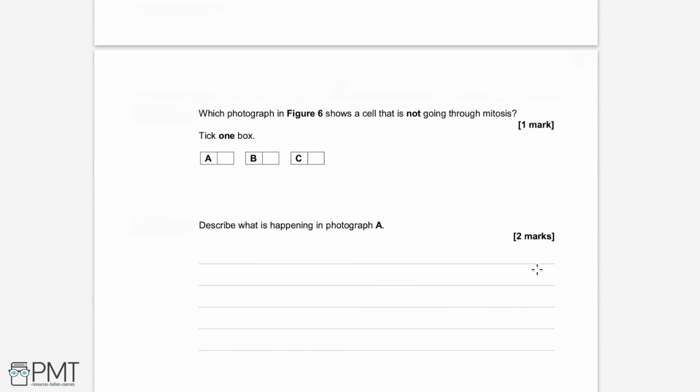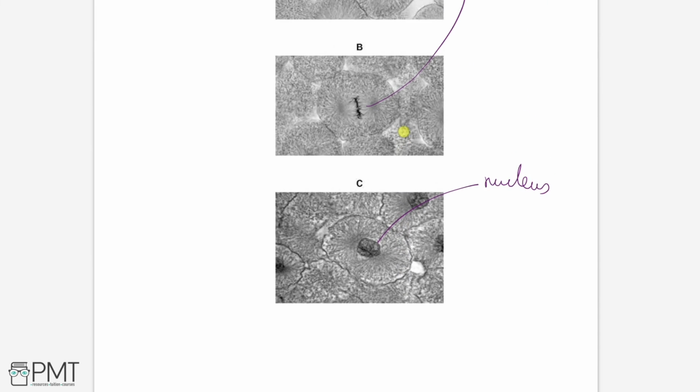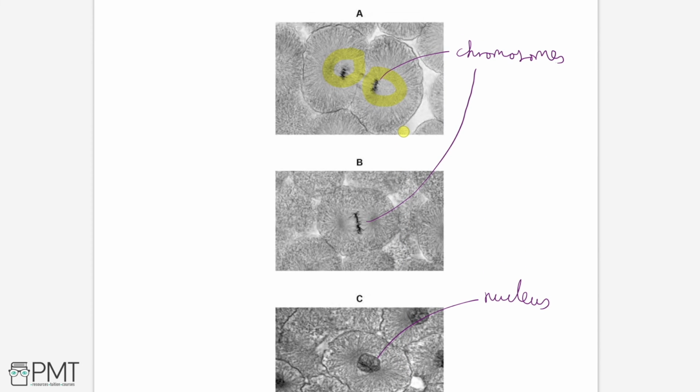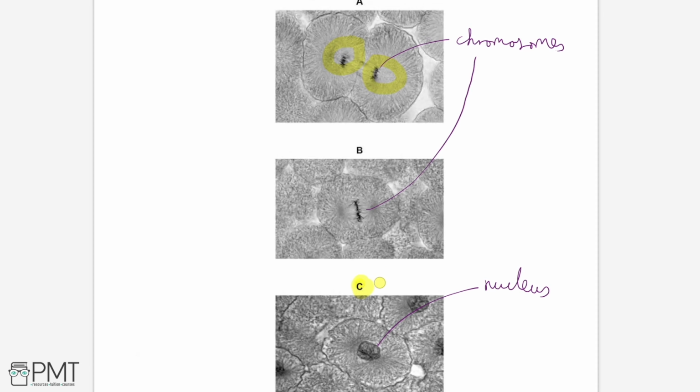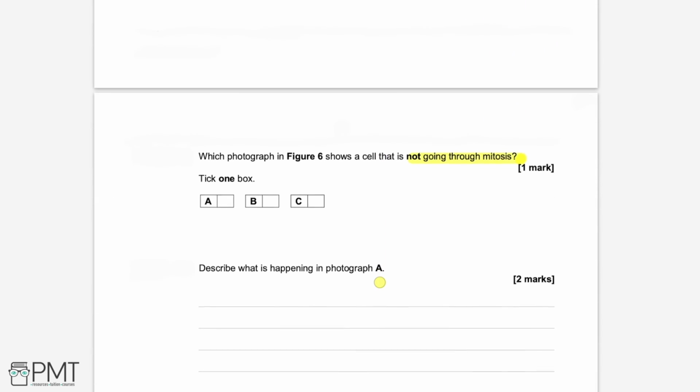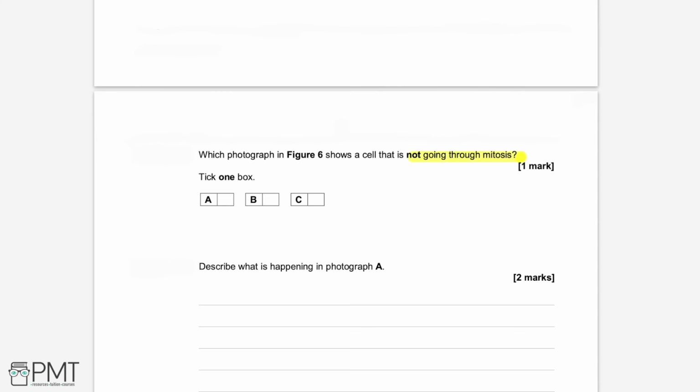Let's have a look at the first part of the question. It asks, which photograph in figure 6 shows a cell that is not going through mitosis? Now, mitosis is the process through which cells divide, and during this process, the chromosomes are continuously visible. Now, as we previously discussed, C is the only cell in which the chromosomes are not visible. Therefore, C is the cell not going through mitosis.